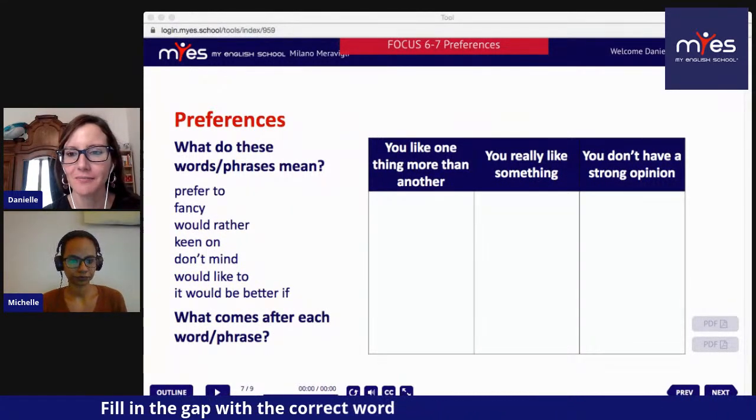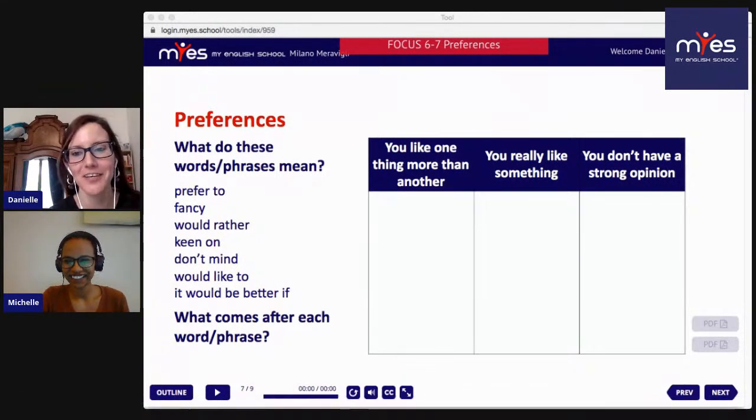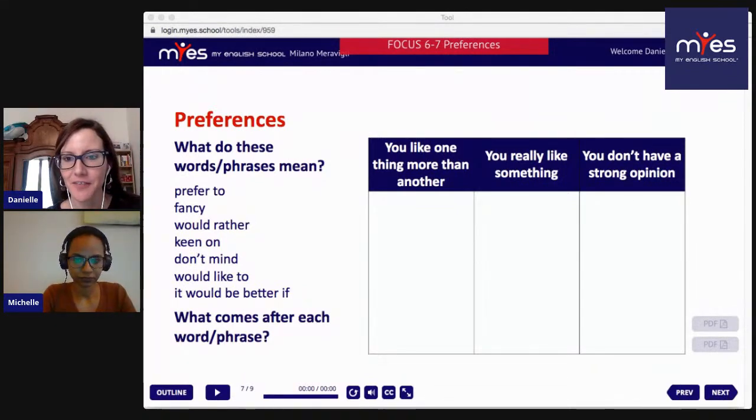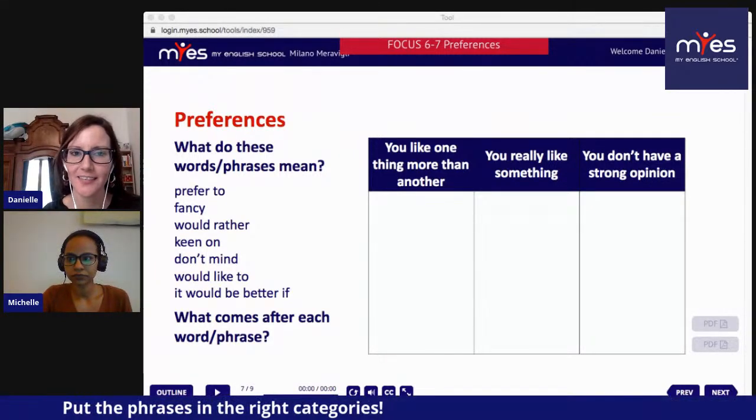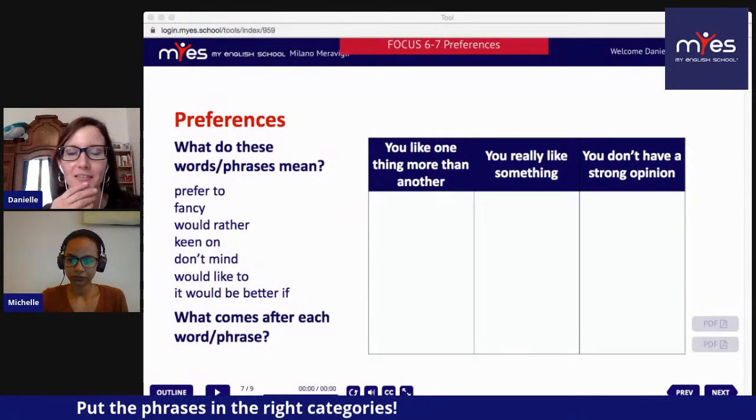So what about the first one? Unfortunately, when I press the button, they all appear, basically. So we'll discuss some of them first. Okay, so prefer to, yeah, well done, guys. Prefer to is the first column. Fancy, well done, Alex. Yeah, is the second column. What else have we got? Keen, keen on, yep, is the second column. Excellent. Don't mind, Alex, yep. The third column. Very good. Excellent work, guys. Yeah, keep going. What about some of the last ones? Well done, Luca. Yeah, would rather is the first column.